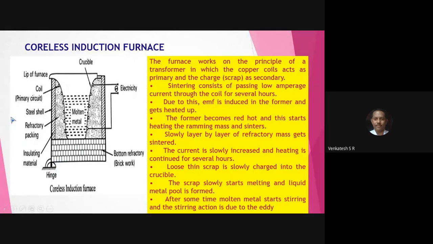Then when the molten metal is ready for pouring above the melting point, usually for non-ferrous metal 600 to 900 degrees centigrade, the entire unit is turned 180 degrees on the hinge. All of you observe here, 180 degrees. This is the lip of the furnace.